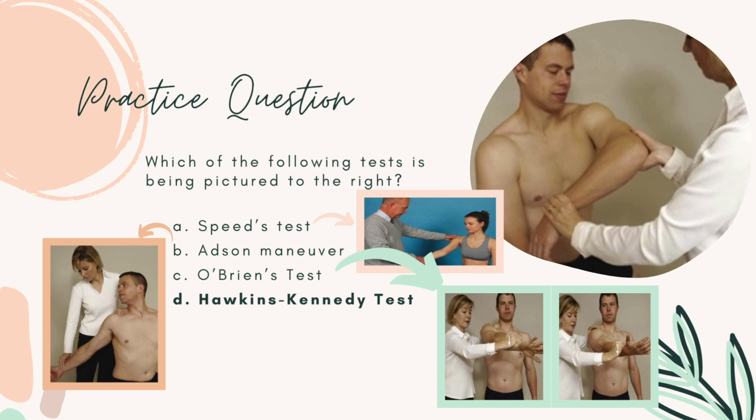Adson maneuver we just talked about. It is performed with shoulder extension and an external rotation with elbow extension, and that is for thoracic outlet syndrome. O'Brien's test, also called the active compression test. The shoulder is flexed, internally rotated, and horizontally adducted, and that is for labrum. This question is pretty straightforward, but you really have to know those special test pictures and what they look like. So D, Hawkins-Kennedy test, is pictured here, and it is for shoulder impingement.